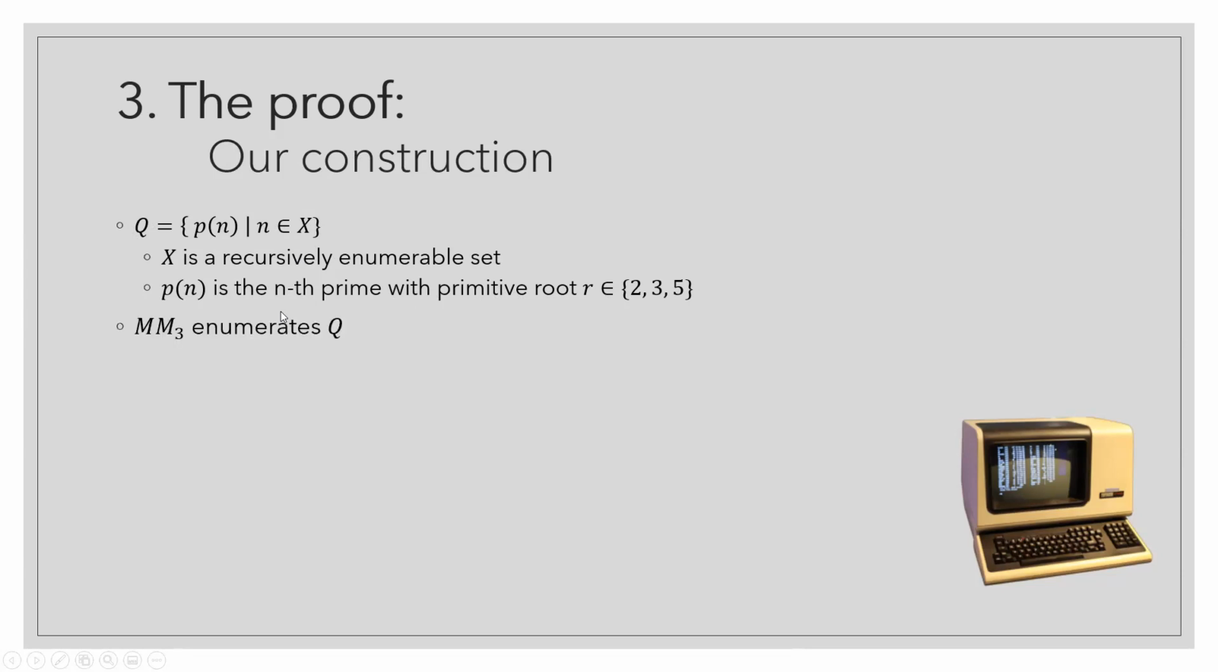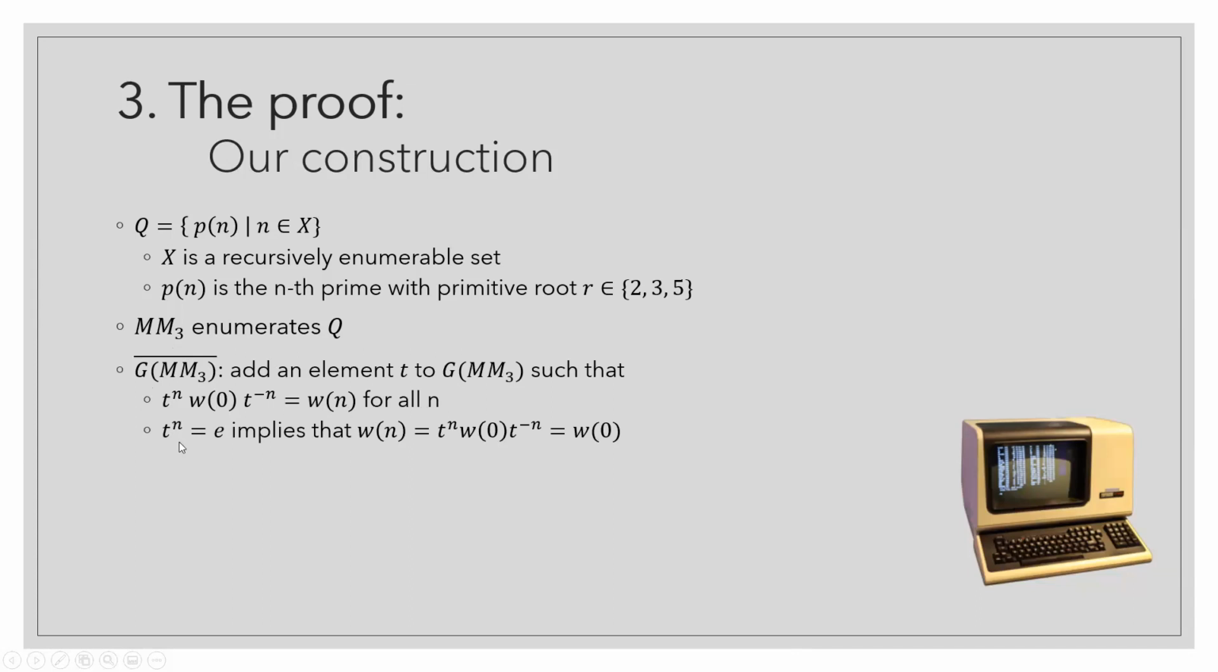So we can let MM3 be a Minsky machine that enumerates the set Q, meaning that MM3 accepts an input if and only if the input is from the set Q. Then we can look at the simulation group G_MM3, and we make an extension to add an element T to this group such that if you conjugate the word W0 by T n times, you will get the fixed word W of N for all possible N. This means that if you set the order of T to be N inside this extension group, we will have W_N equals W0.